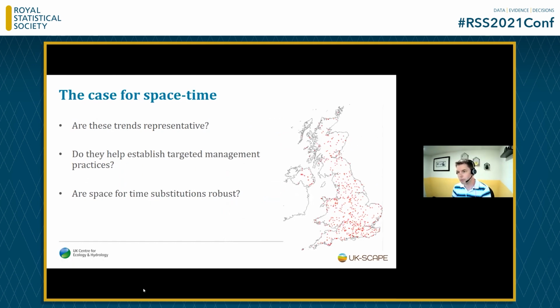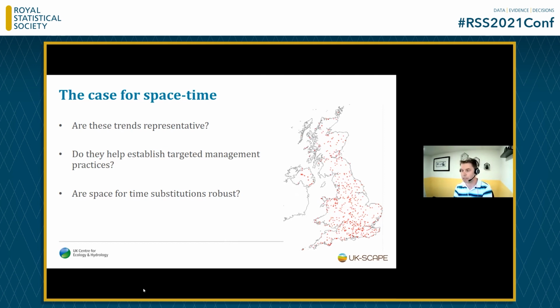So, I mentioned, this is about spatial temporal modeling. The case for space-time here is really to understand: are these trends that we're showing representative? Does the modeling of those trends account for space explicitly, so it's not just driven by data from one particular part of the country?